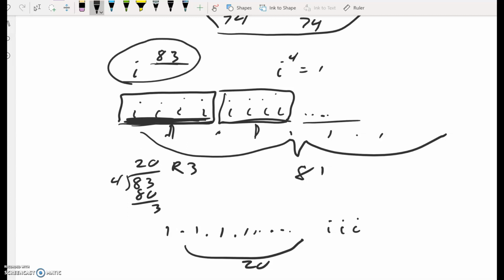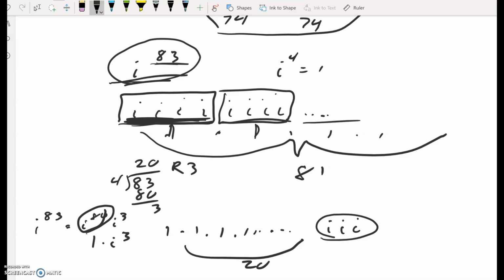So i to the 83rd power is going to be i to the 80th power times i to the 3rd power, and that's going to be 1. So all we really need to know is what is i to the 3rd power, and that's what this will equal. Well, i times i is -1, times a 3rd i would be -1 times i is a negative, and 1 times i is i. So it's going to be -i. All right, I think we're done.